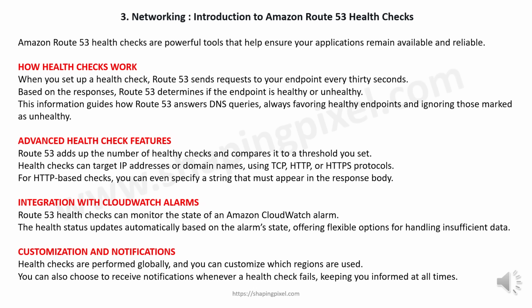You can configure health checks for different tiers of your application, verifying each layer before considering the entire application healthy. Route 53 adds up the number of healthy checks and compares it to a threshold you set. Health checks can target IP addresses or domain names using TCP, HTTP, or HTTPS protocols. For HTTP-based checks, you can even specify a string that must appear in the response body.